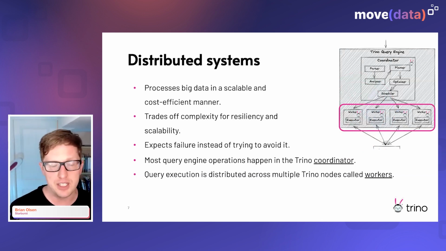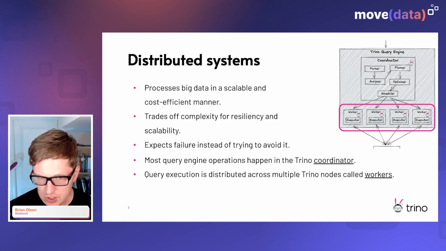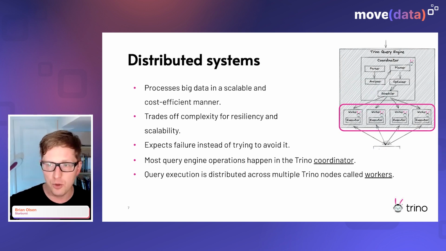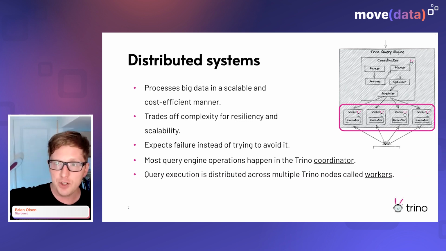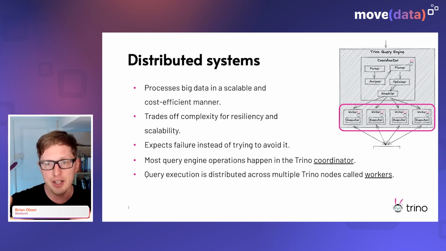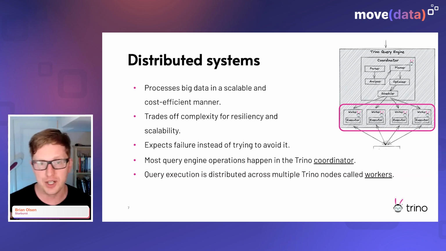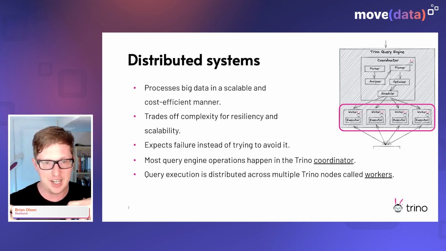So distributed systems, that's how Trino achieves a lot of its interactive speeds. We scale out to multiple workers. This is very common in a big data architecture. You'll have a coordinator that takes in a lot of the queries and then distributes the query plan and the schedule across the workers.